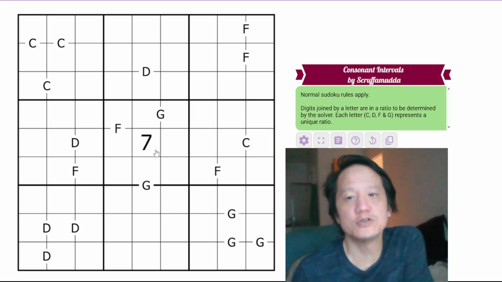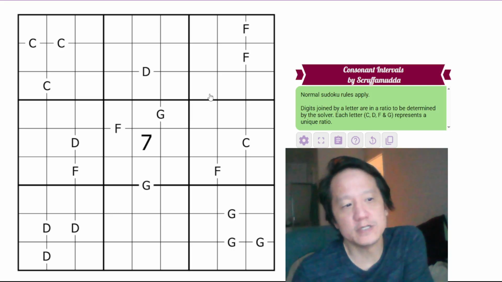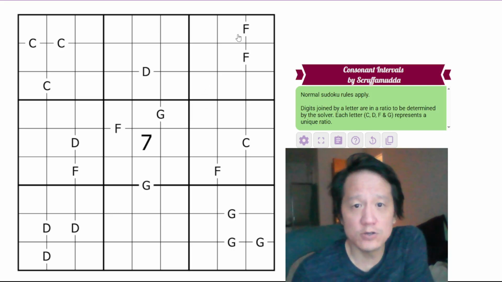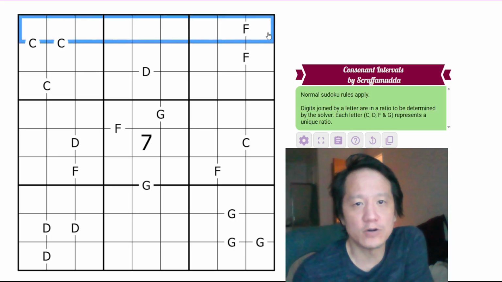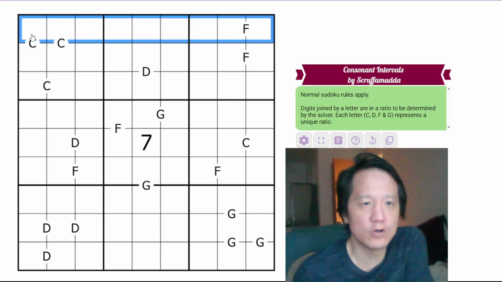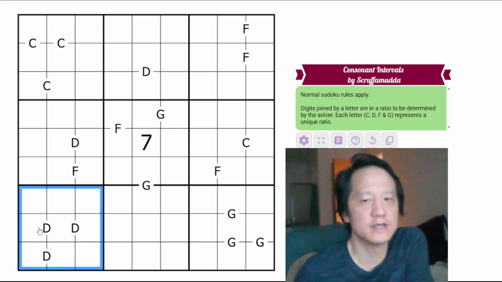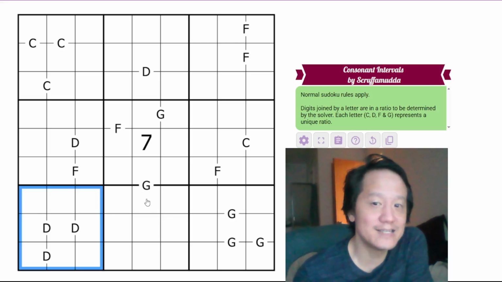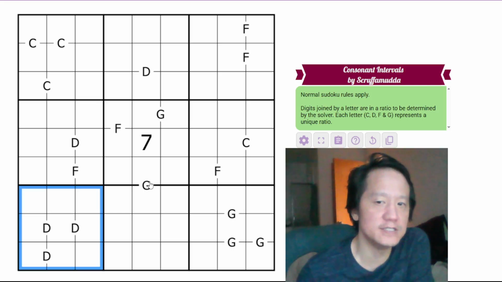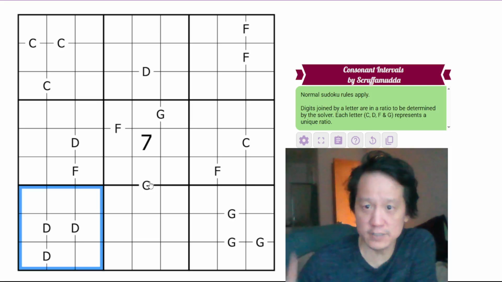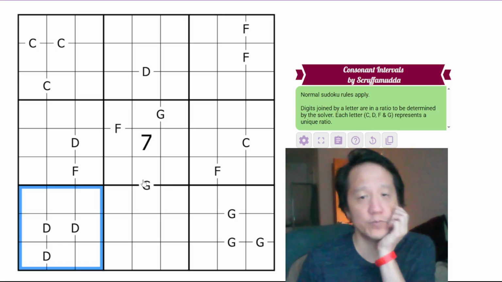We have normal Sudoku rules, which means we need to place a single digit from 1 through 9 in every cell of this grid, such that there are no repeats in any row, column, or designated 9-cell region, in this case a box. Digits joined by a letter are in a ratio to be determined by the solver. And each letter, C, D, F, and G, all consonants, represents a unique ratio.